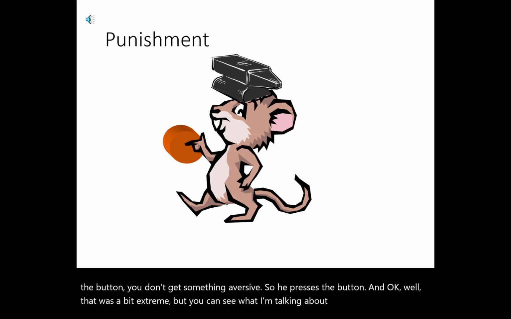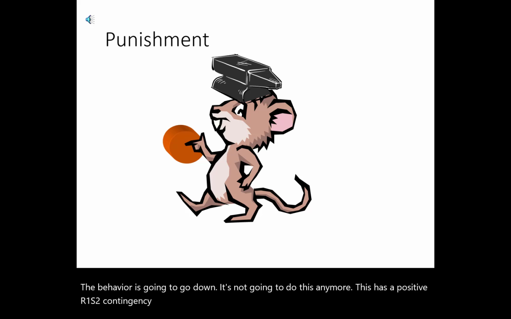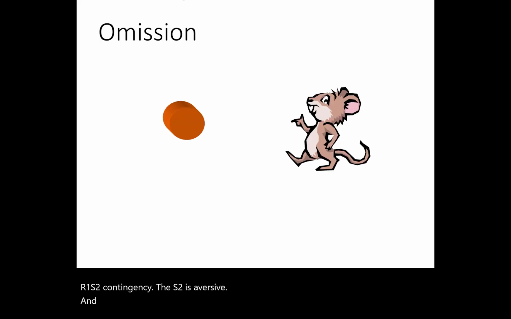And the behavior is going to go down. It's not going to do this anymore. This has a positive R1 S2 contingency. The S2 is aversive, and the target behavior goes down.